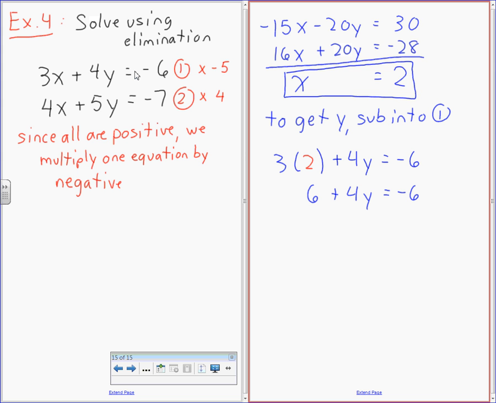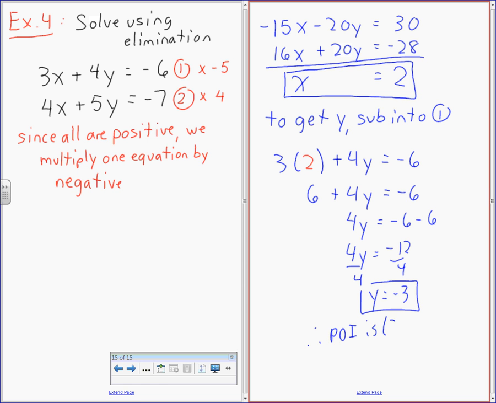Bailey, go. 4y. Yes? Good. And it makes sense to write out that step because people had 4y equals 0. Okay, right? So we're going to divide by 4, divided by 4, and we get y equals negative 3. Therefore, the POI is 2 and negative 3, which is the same thing we had for our warm-up, okay? Now it's hopefully a lot easier, okay?